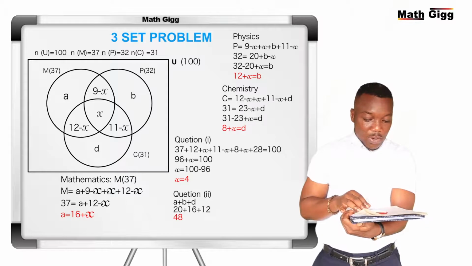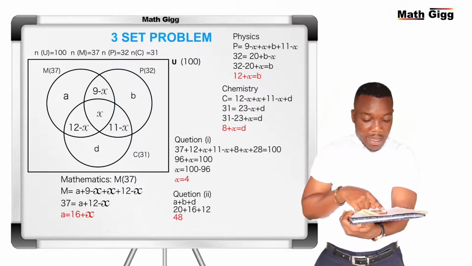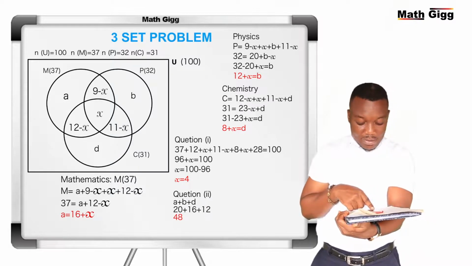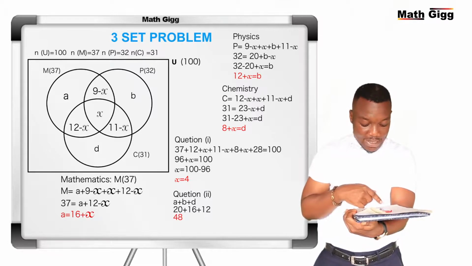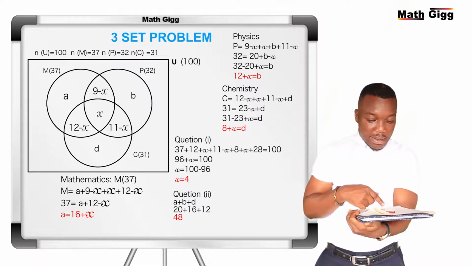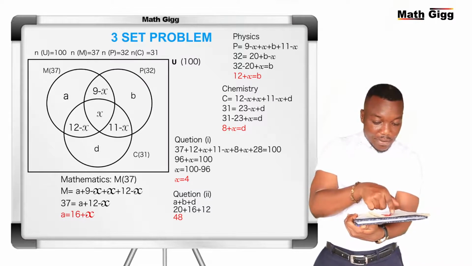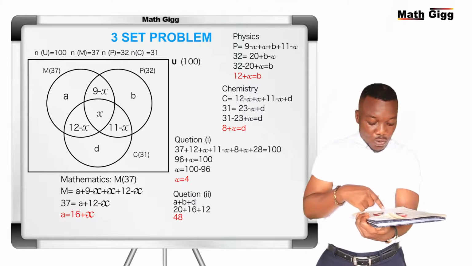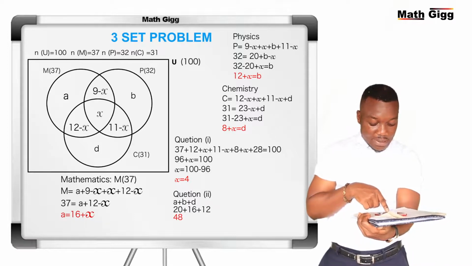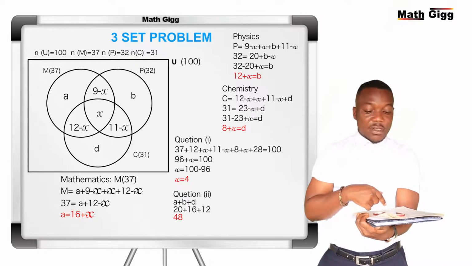So if you are doing that correctly, 9 minus x, we are going to get 5. 12 minus x, the x was 4. 12 minus 4 is 8. So we are going to get 8. And then the other part, we have 11 minus x, and 11 minus 4 is 7. So we have 5 plus 8, which is 13, and 13 plus 7, it is 20.